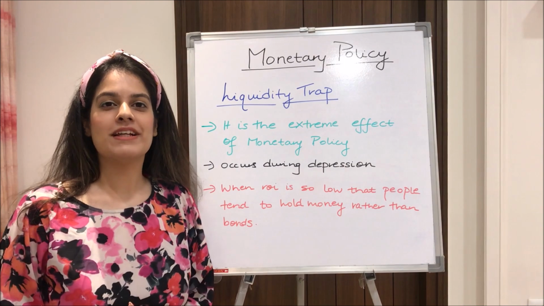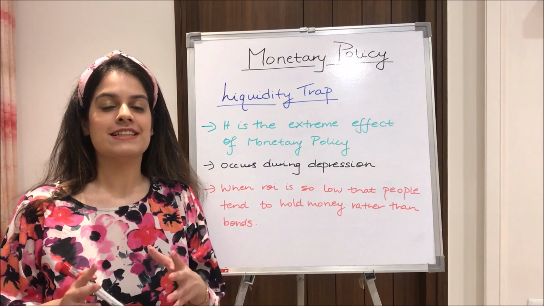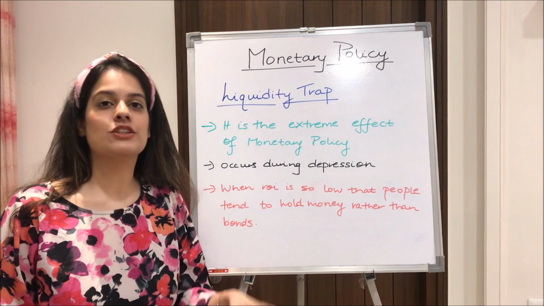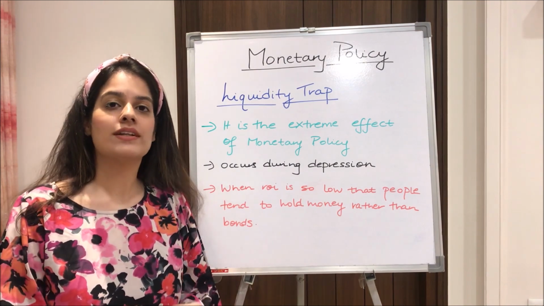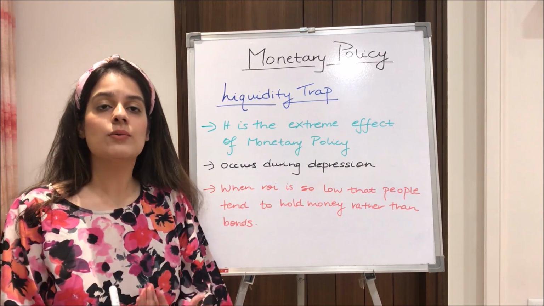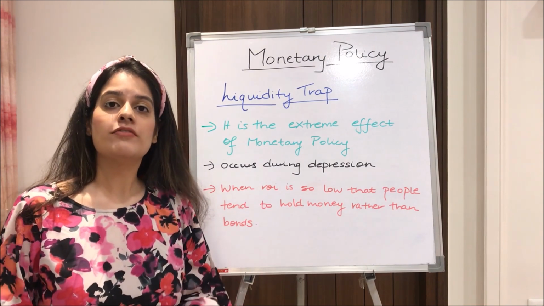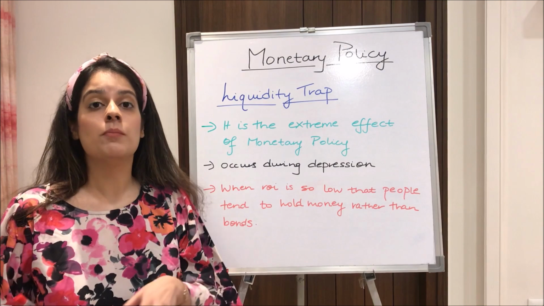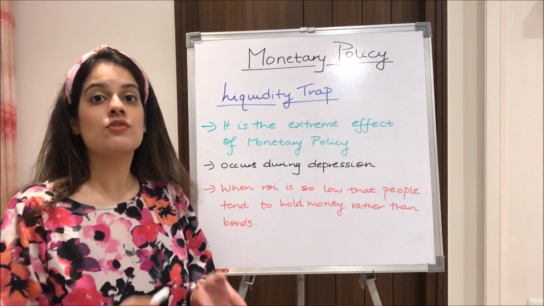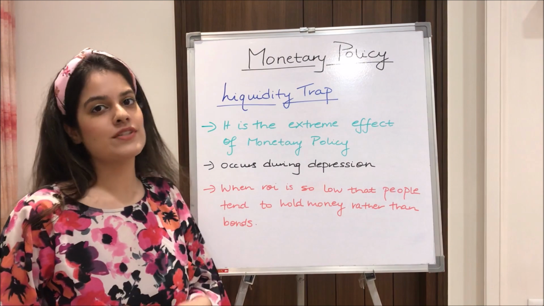Lastly, I'll be explaining the liquidity trap in brief, without which the explanation of monetary policy is incomplete. So what is a liquidity trap? A liquidity trap is an extreme condition of monetary policy, and it occurs during the time of a depression. At this time, when the economy is in a liquidity trap, the rate of interest has fallen so low that people prefer to hold cash rather than invest in bonds. It is the case when the expansionary monetary policy has no effect. And to take the economy out of a liquidity trap, we then use the fiscal policy.